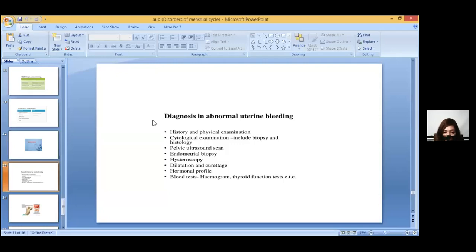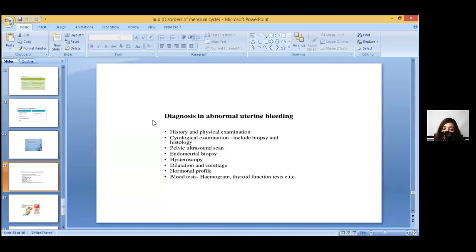And then you offer the per speculum and the bimanual vaginal examination. In per speculum examination, we will assess the cervix. We will look for any abnormal vaginal discharge or any cervical polyp or anything which is abnormal. And in the bimanual vaginal examination, we will look for the size of the uterus, how mobile the uterus is, and the adnexa, whether they are clear or not.